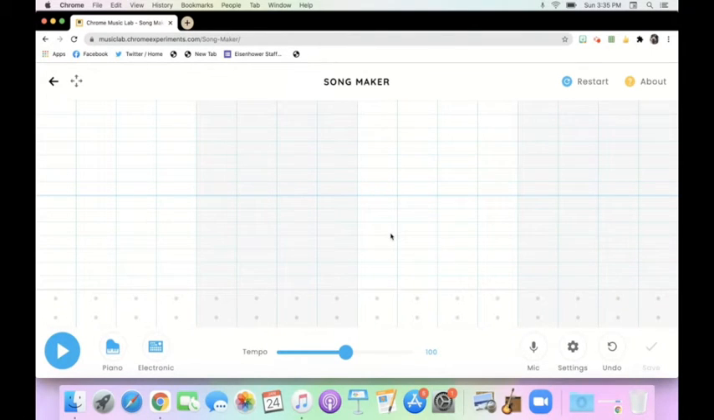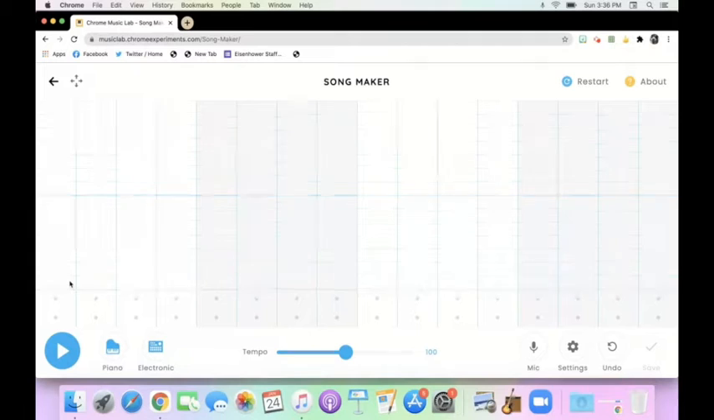So you want to think of the Chrome Music Lab like your music staff. All of these boxes are like a line or a space of the music staff. When we are composing melodies, it's really important to use a mix of steps and skips and not just one over the other. And I'm going to show you why.